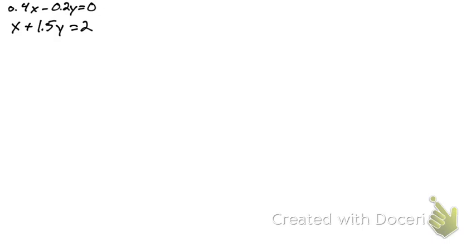So what you could do is just get rid of the decimals. If I multiply this by 5 and this by 5, I get rid of the decimals there, and we could do the same thing here. The problem with that is when I start adjusting it, it might go back to decimals and fractions. So what I'm going to do is put it in an augmented matrix just to start off, just to see what it looks like. So the augmented matrix I would have would be 0.4, -0.2, 0, 1, 1.5, and 2.